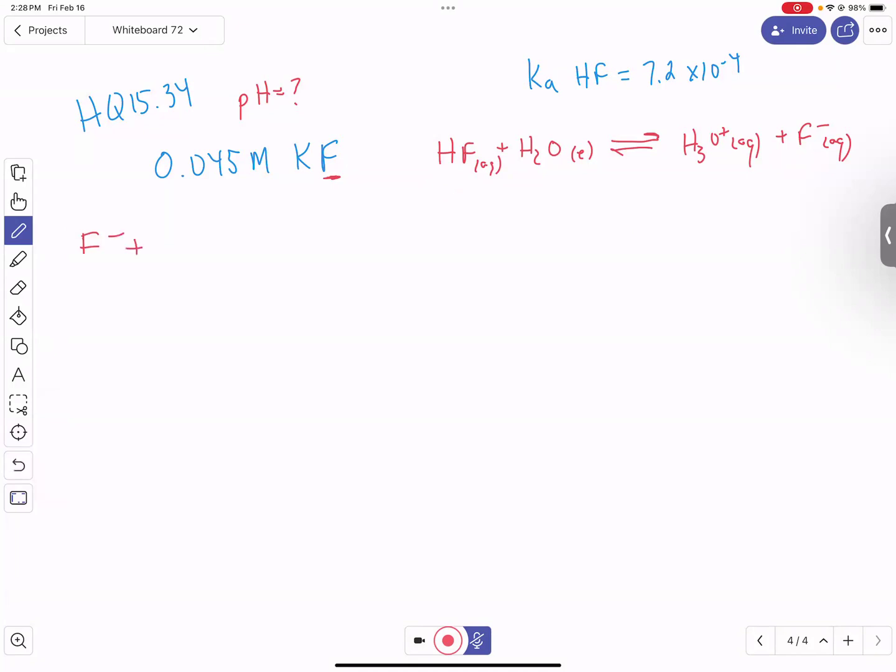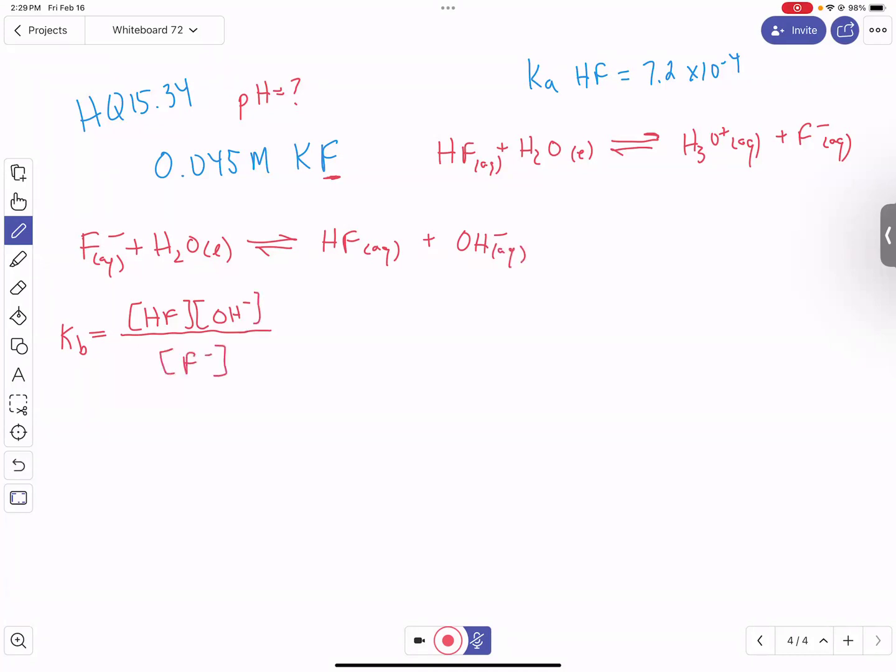So if I add fluoride to solution, because fluoride is the conjugate base of a weak acid, it behaves like a base. It'll reform some HF, and will form some hydroxide in that equilibrium. So our Kb for that would be the concentration of HF times hydroxide, all over the concentration of our fluoride.